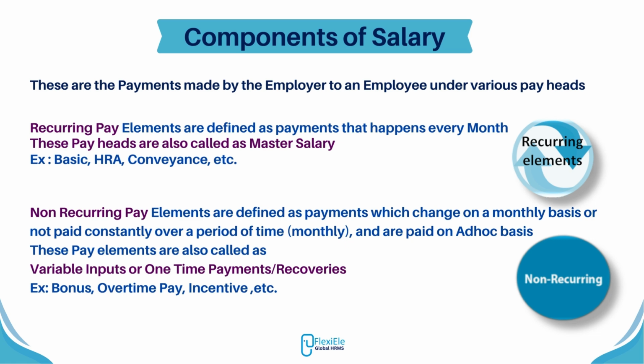Then there are non-recurring elements, which are more like a surprise dessert or seasonal specials. These include bonuses, incentives, overtime pay, things that don't appear every month and depend upon specific situations or performance. These are sometimes called variable inputs or one-time payments and can change from month to month.